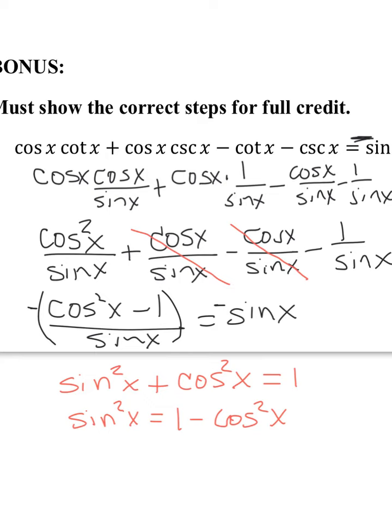So we would end up with negative sine squared x over sine x equals a negative sine x. In this case, it would be true. But if we leave it the way it is, it's not true. Hopefully the one on your test isn't going to be tricky like that, and it will be a little more straightforward. But it is a bonus question, so good luck.